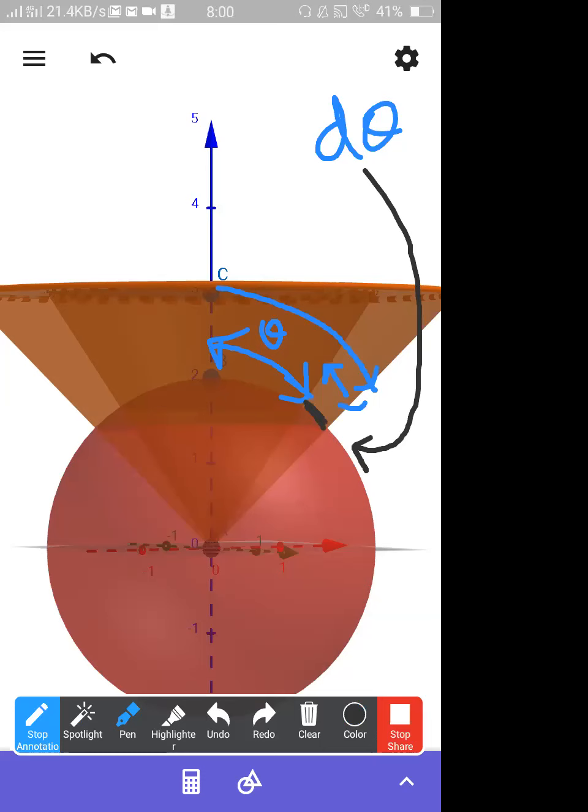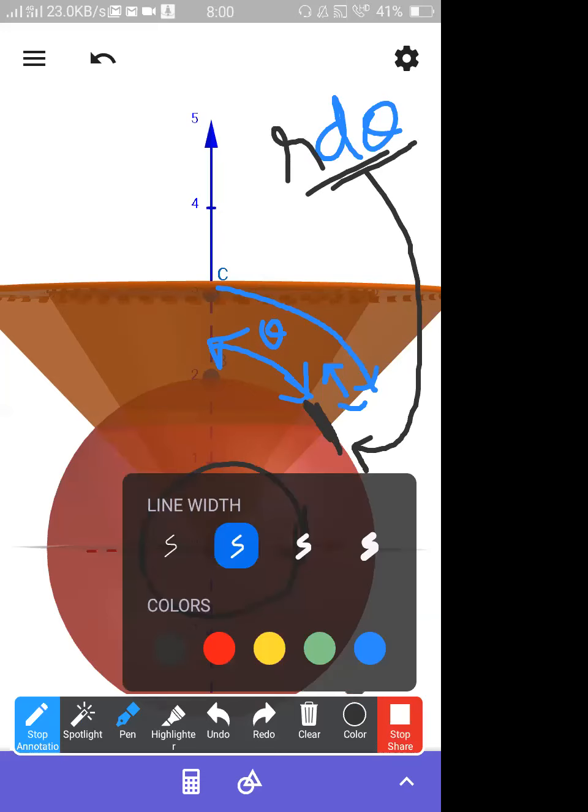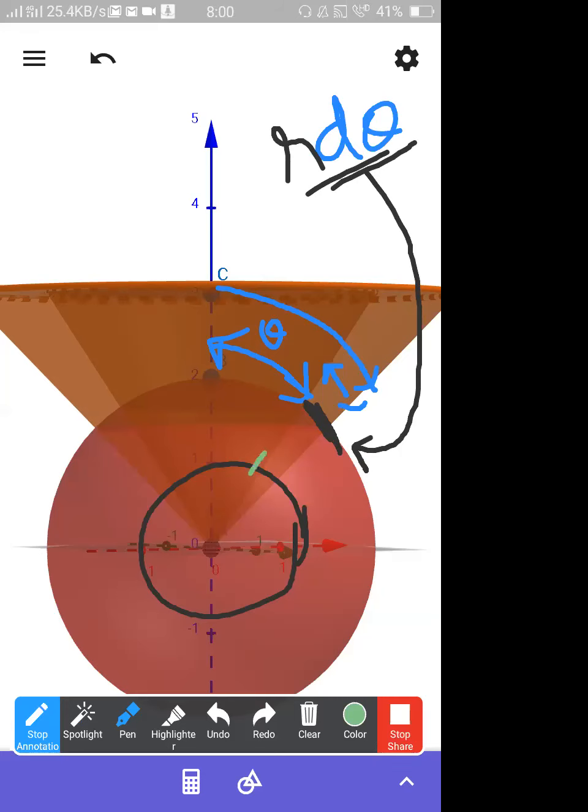Definitely the arc length depends on d theta, because if I increase d theta, the arc length will increase. But it also depends on r. What does that mean, sir? Instead of this sphere, if I take a sphere like this, this will be my arc length. Instead of a bigger sphere, if I take a smaller sphere, my arc length will be lesser.